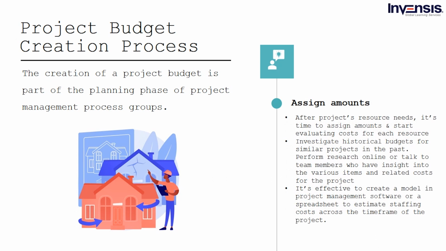Step 3 is to assign the amounts. It's time to assign amounts now that you know how much a project will require in terms of resources. Then, begin calculating the expenses of each resource in the list.